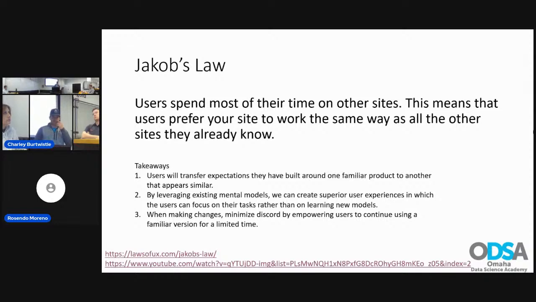So for the lesson portion tonight, last week we talked about the data ink ratio and chart junk and things like that. Tonight on the UX side, I actually have a link I'm going to go to in a bit, but the main topic for tonight's lesson will be Jacob's Law, which is users spend most of their time on other sites. This means that users prefer your site to work the same way as all the other sites they already know.